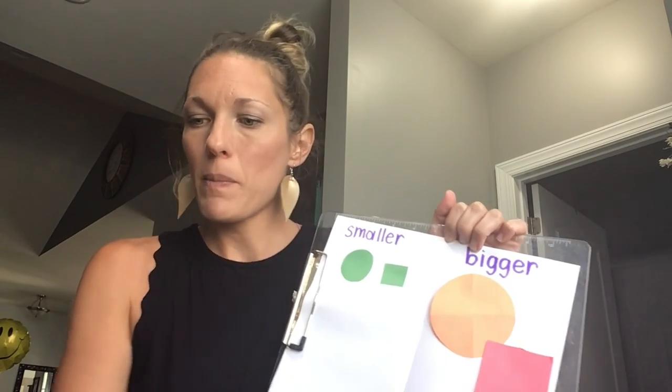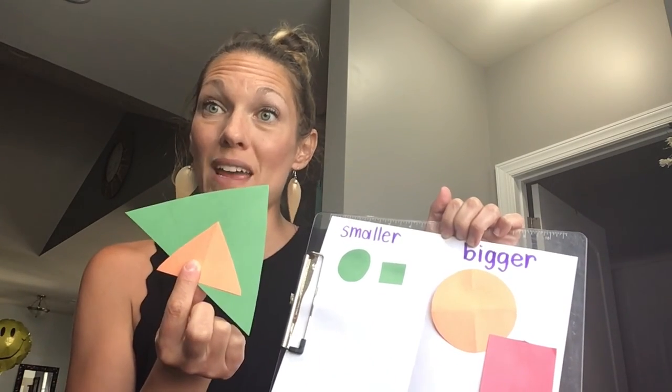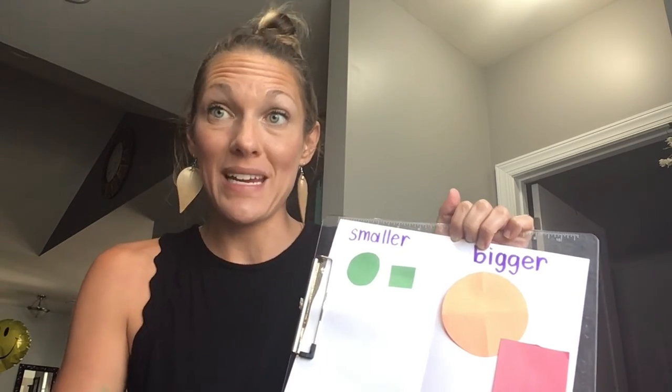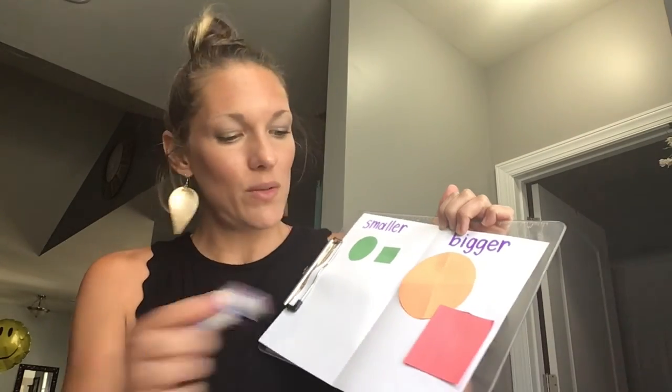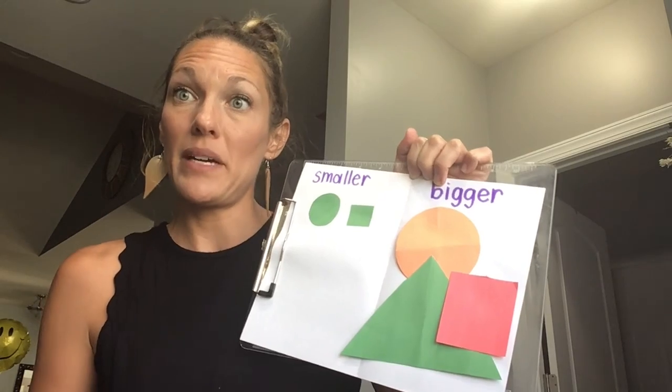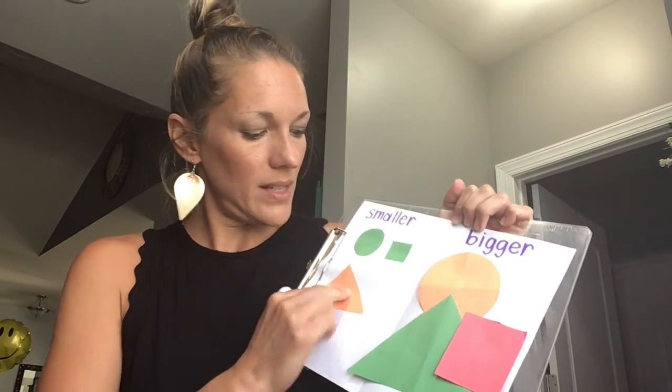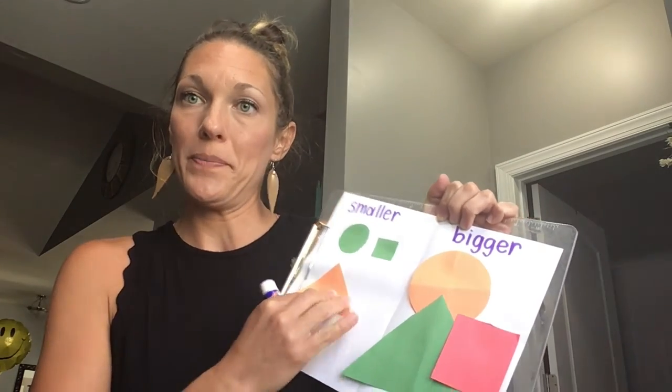So let's keep going. Now let's get our triangles. Remember, triangles have three sides. So which triangle do you think is bigger? Is it the green triangle or the orange triangle? The bigger triangle is the green one. So I'm going to put some glue over here. I'm running out of space on my paper. I'm going to have to tuck it under. Put my green triangle on there. That is a bigger shape. Now I'm going to take my glue stick and put some glue on this side for my smaller orange triangle.